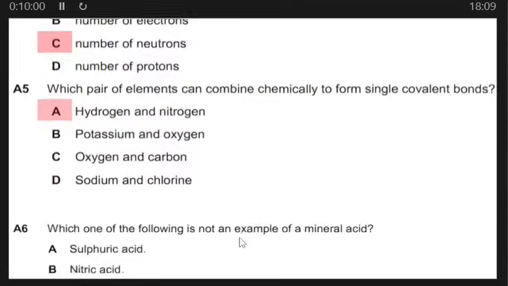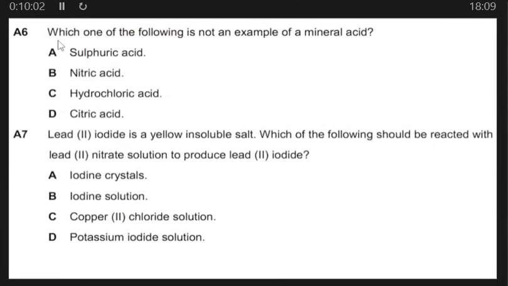So let's go to the next question. A6 says, which one of the following is not an example of a mineral acid? Sulfuric acid is a mineral acid, nitric acid is a mineral acid, hydrochloric acid is a mineral acid, citric acid is not an example of a mineral acid. So this is the answer.